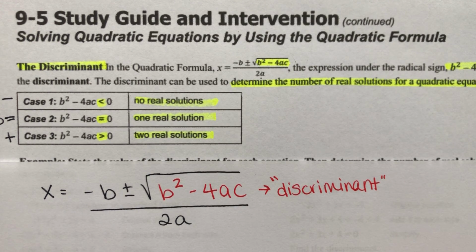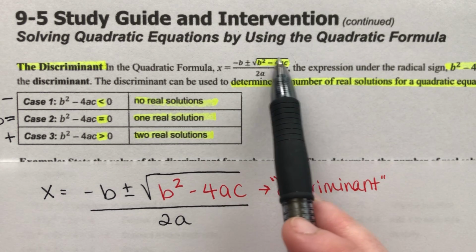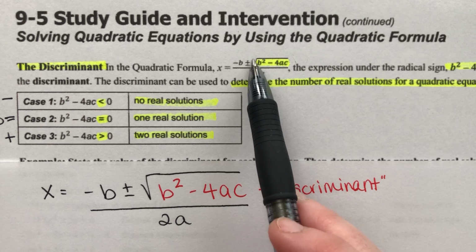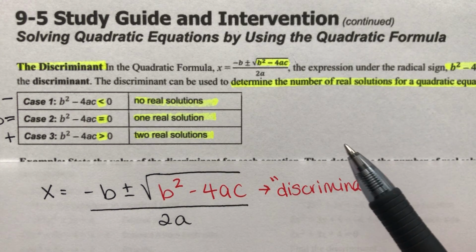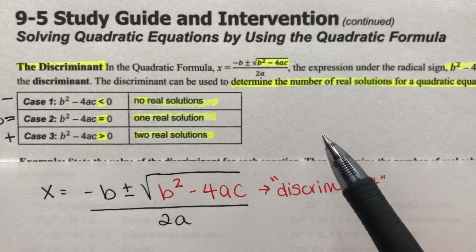Once we simplify this down to one number, if it is a negative number, we're not going to get any answers. It's going to be a no solution type of problem, if this is a negative number. Because think about it, it's under the radical sign and you can't take the square root of a negative number. It's not possible. So you just have no solution.